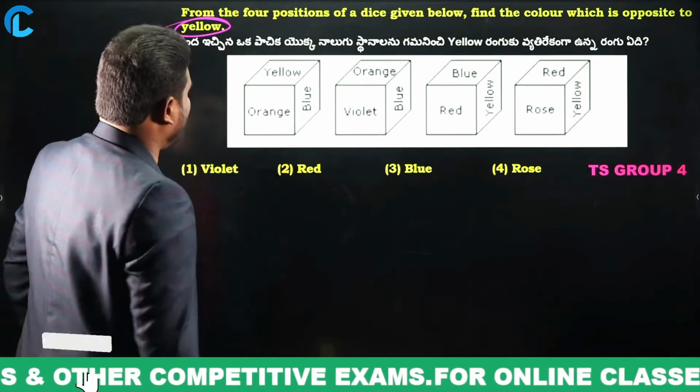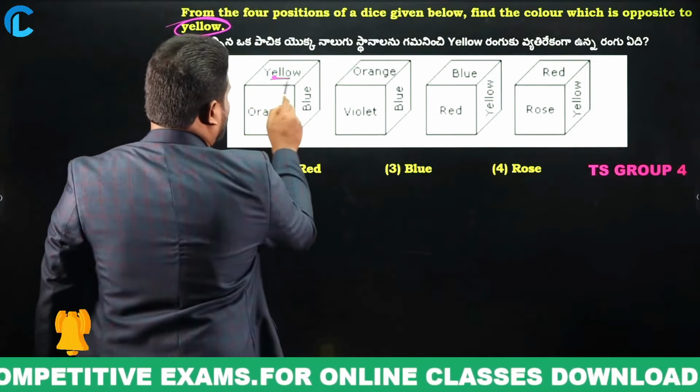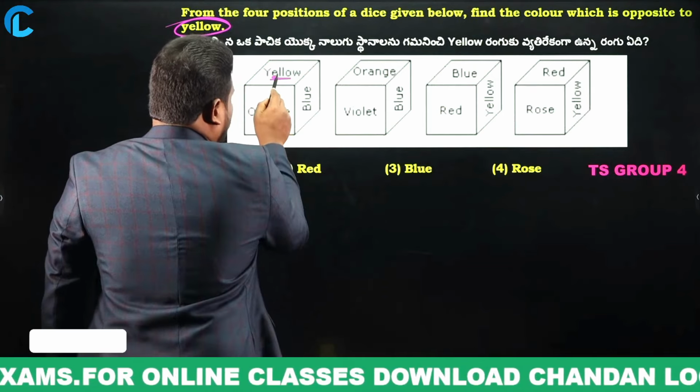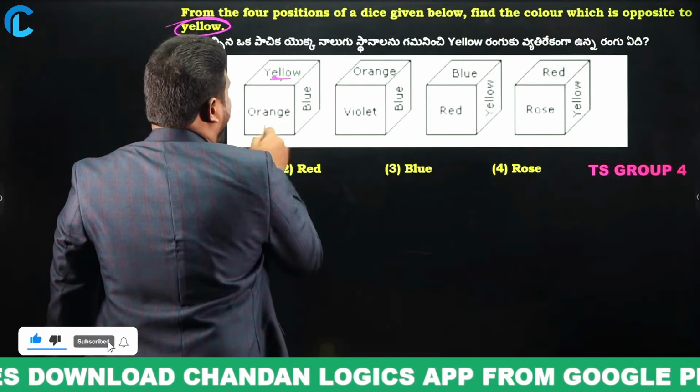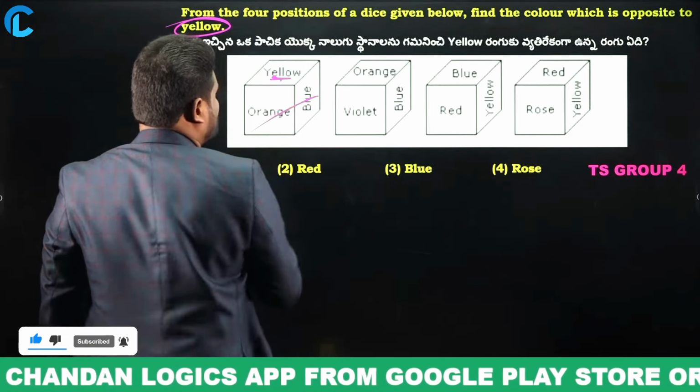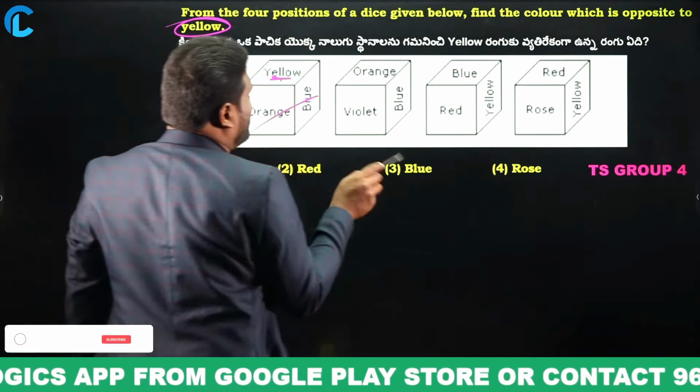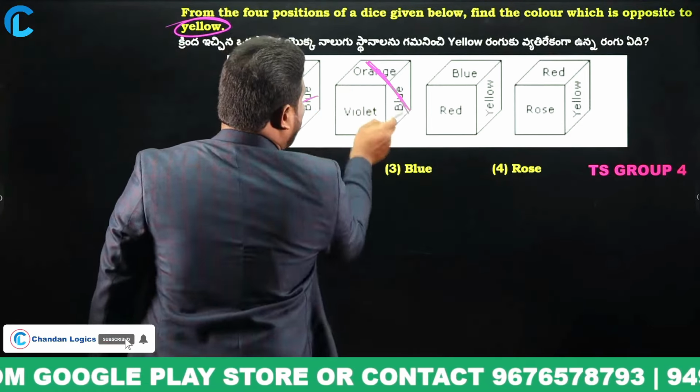The question is asking for the opposite of yellow. Look, here is yellow. Yellow is here. What is common? Orange, blue is common. Now find anywhere else we have orange, blue common. Yes, here also we have orange, blue common.